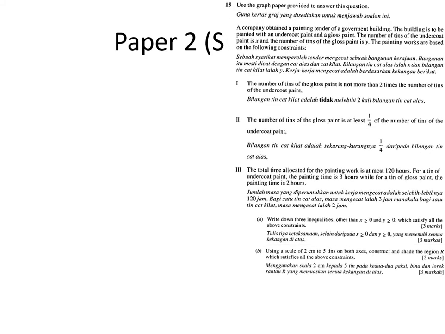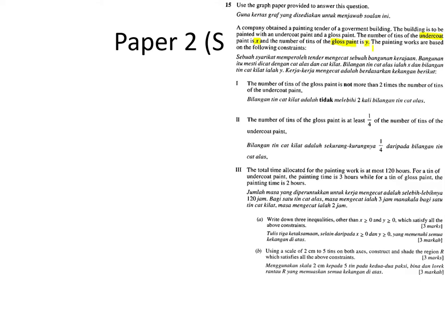SPM 2011, paper 2. Use the graph paper provided to answer these questions. A company obtained a painting tender for a government building. The building is to be painted with an undercoat paint and a gloss paint. The number of tins of the undercoat paint is X, and the number of tins of the gloss paint is Y.